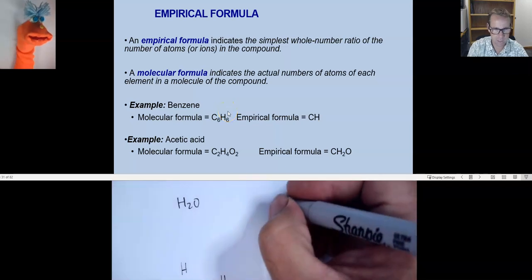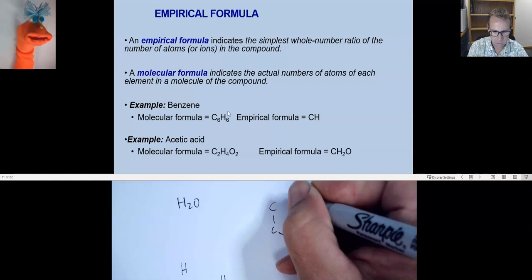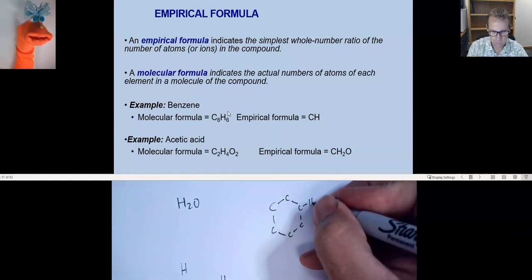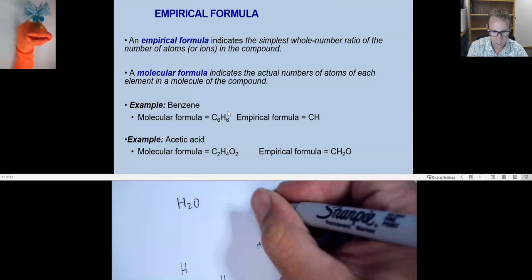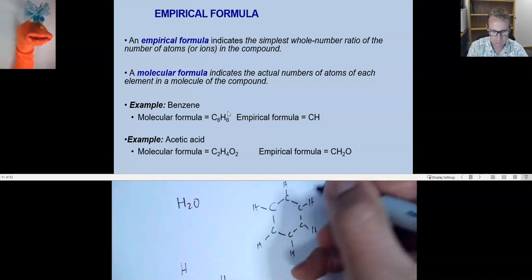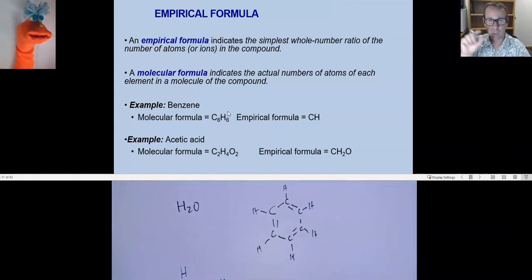Benzene, let me show you what benzene looks like. Carbon, carbon, carbon, carbon, carbon, carbon, all bound together in a ring. And then there are hydrogens bound to each of these carbons like such. All right, this is the structural formula for benzene.